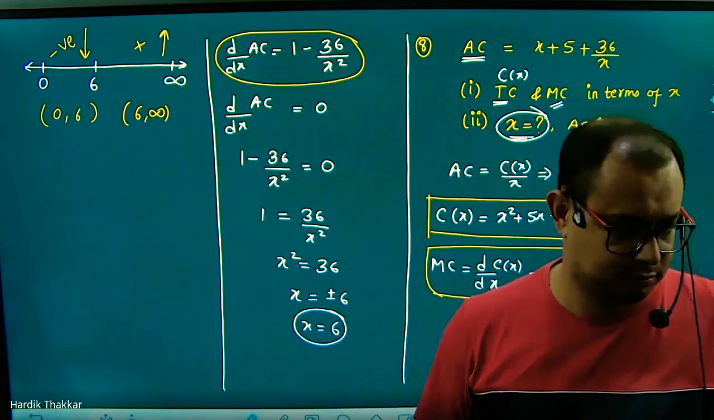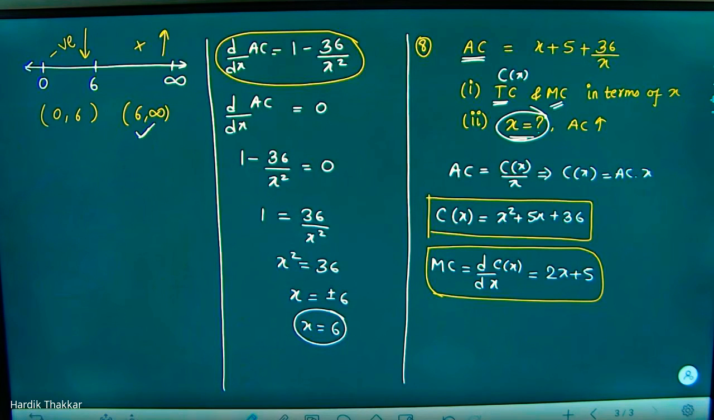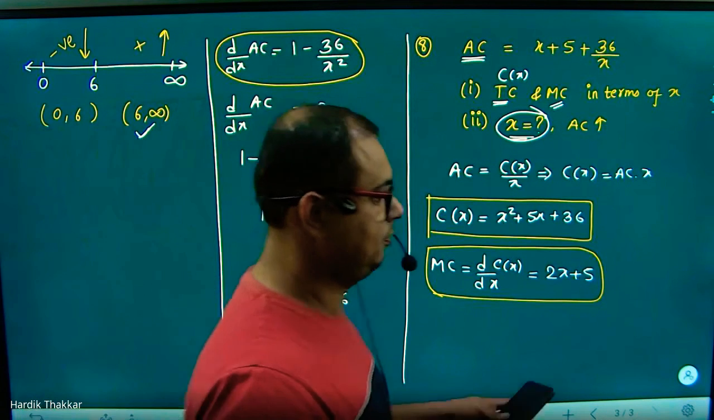So directly from the first part only, our second part is derived. From the first part, x is equal to 6 we got after the derivative of AC. So for the second part, from which step do we have to show our answer? From this part. So that means we'll have to draw this number line as a reference. Yes, the actual way is to draw the number line here. Okay, clear?